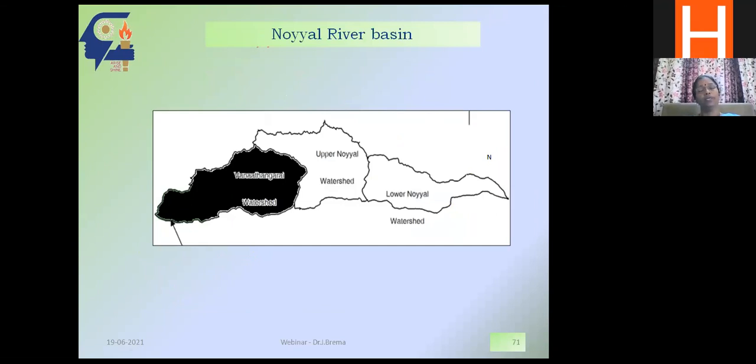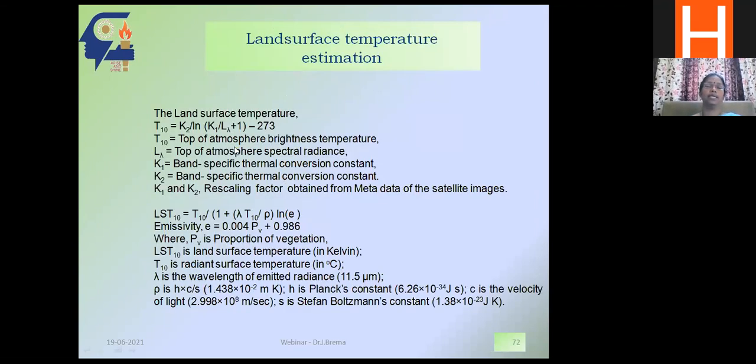So we identified a river basin, the Noyal River Basin in Tamil Nadu, and we tried to understand how to quantify the health of the vegetation based on remote sensing. One small sub watershed was taken out of the total, and the land temperature was estimated, whether there is an increase or decrease in land surface temperature. This is completely based on remote sensing satellite images.